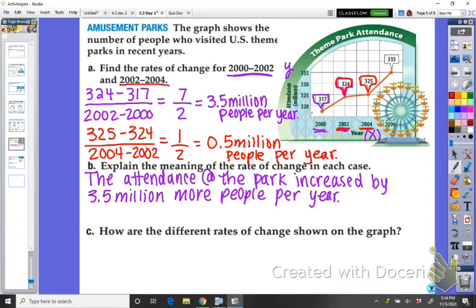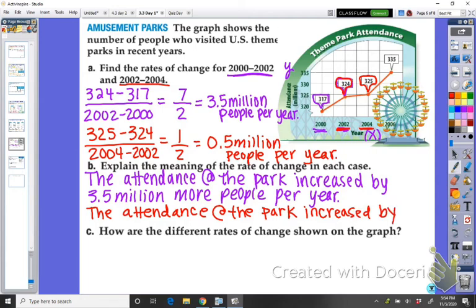So kind of similar meaning. The attendance at the park increased by 500,000 more people per year.